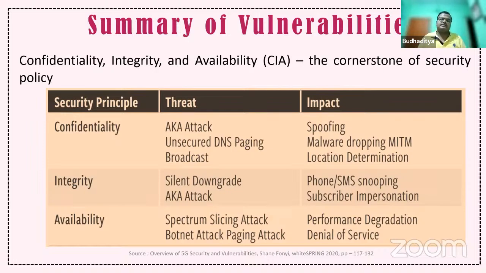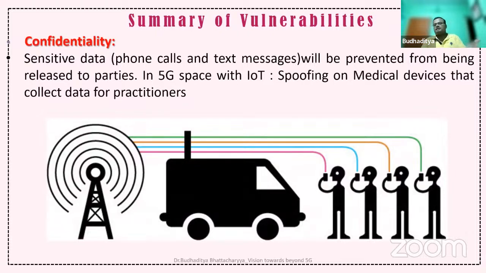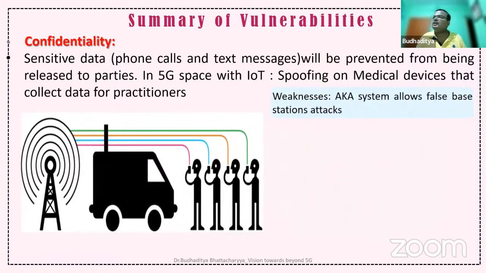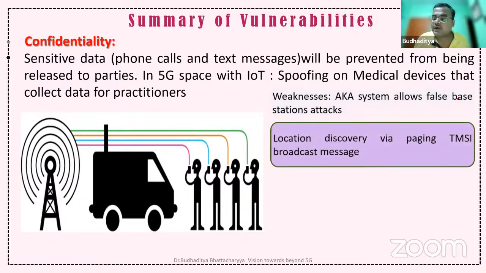One of the things, as we call it, is confidentiality. Confidentiality, as the term suggests, means we will all have sensitive data and it should be confidential. There should not be any spoofing. That should be taken care of by the process. That is one of the concerns which comes from the false base station attack. Already I have told you that. So this is one of the weaknesses, and location discovery via TMSI broadcast message.